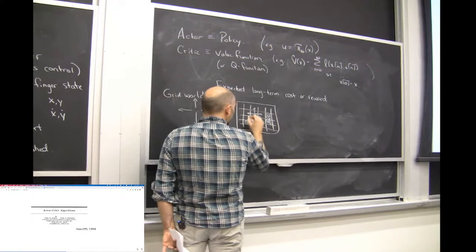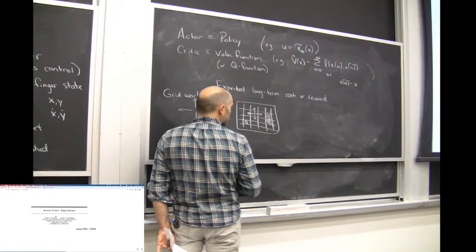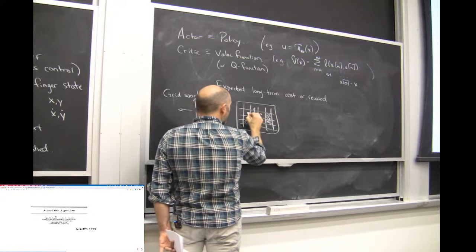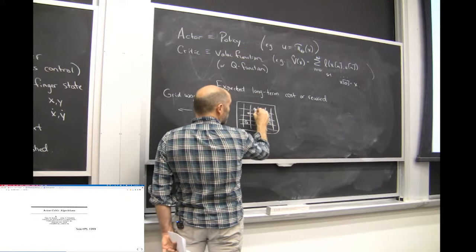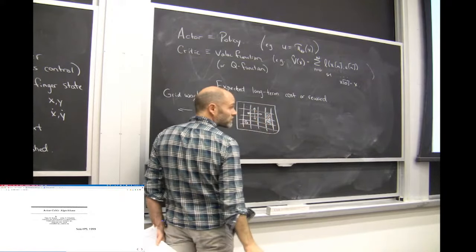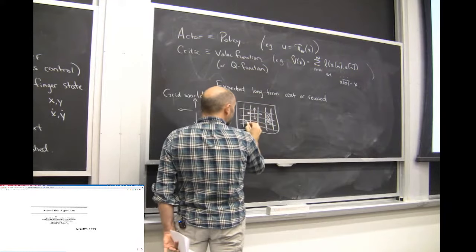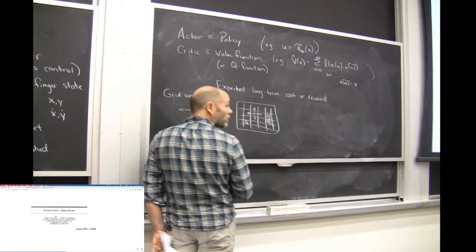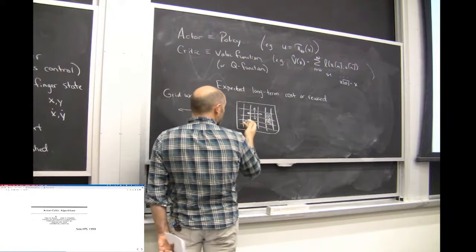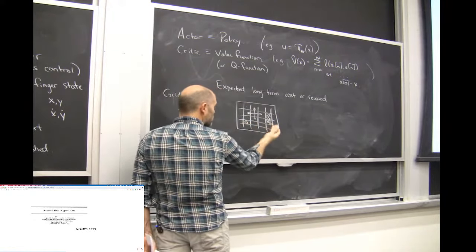The reward function in this task is very simple. Everywhere here, the reward might be just a small penalty for taking an action. It's not until I get to the goal that I actually get some big one-step reward. But the value function captures the long-term expected reward.